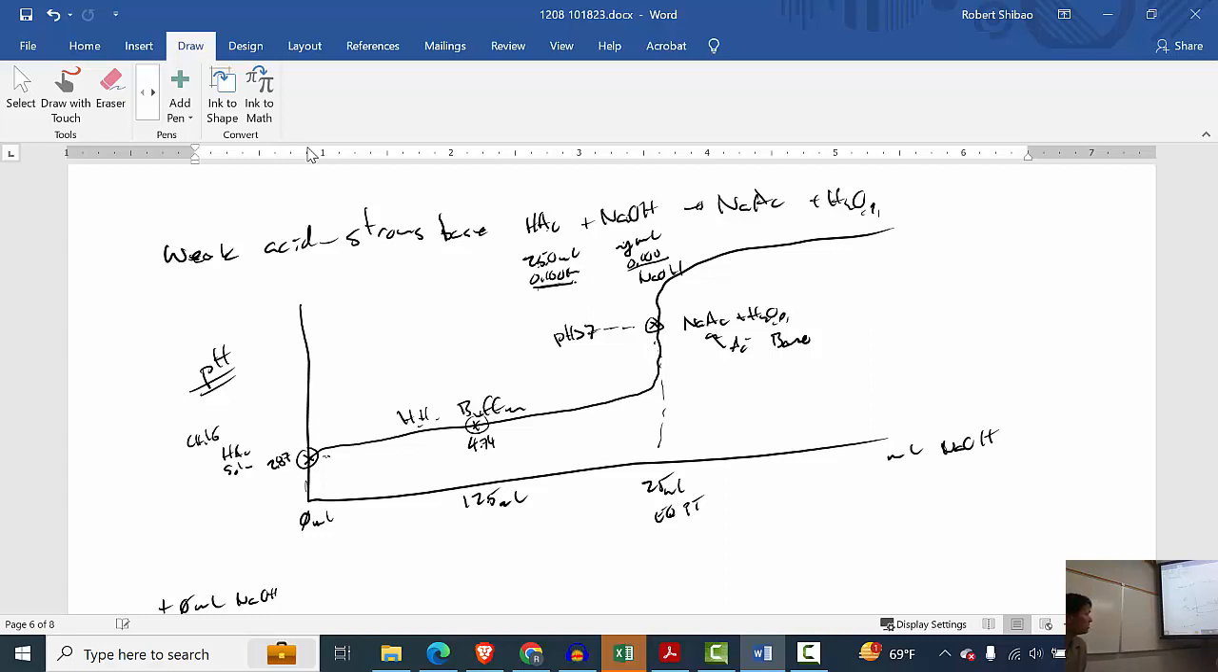Unfortunately, we're out of time, so we're going to do some more calculations in the buffer region next time. In fact, this is the half equivalence point, and so what we're going to do is the 1/4 equivalence point and the 3/4 equivalence point next time. But that'll have to wait until after the weekend.